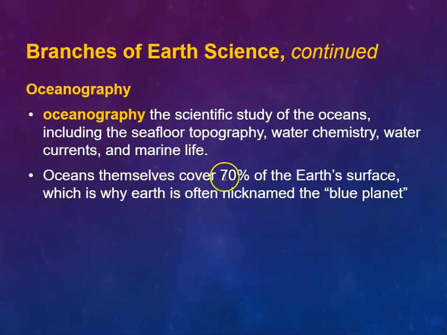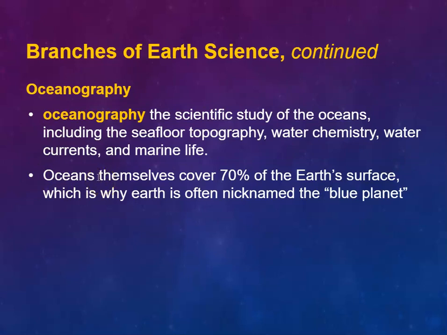Oceans themselves cover about 70% of the Earth's surface, and it's why we get the nickname Blue Planet. Because it covers such a tremendous portion of the surface of the Earth, it also has this tendency to interact with a lot of the other areas. So for example, geology, one of the major components is erosion. Erosion is driven by water, usually, and most water for erosion comes from the oceans.